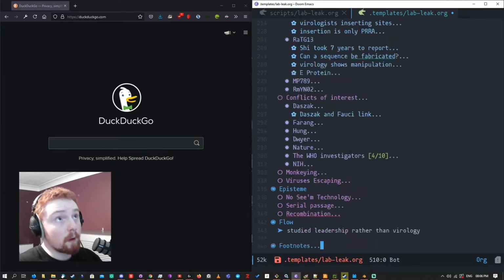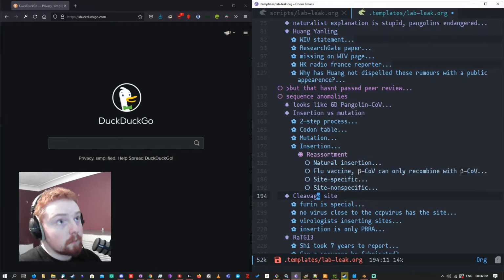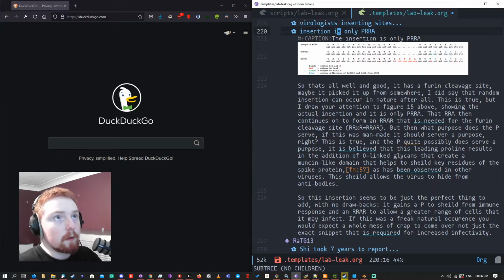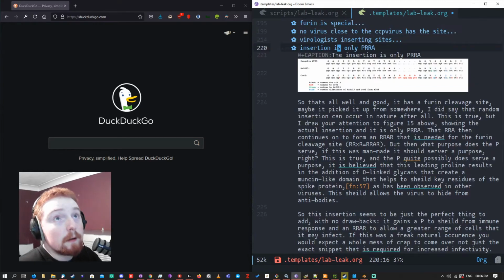So what about the PRRA insertion? The who? PRRA insertion. There's an insertion right in the receptor binding domain, in between the S1 and S2 subunits, of PRRA. Do you know anything about that? You just talk gibberish. Well, basically, there is an insertion in this. You know what an insertion is? You're saying insertion, not assertion, right? Insertion. Yeah, I know what insertion is.